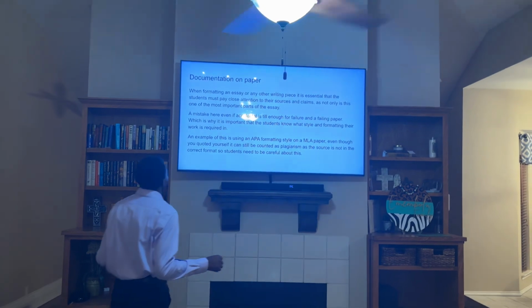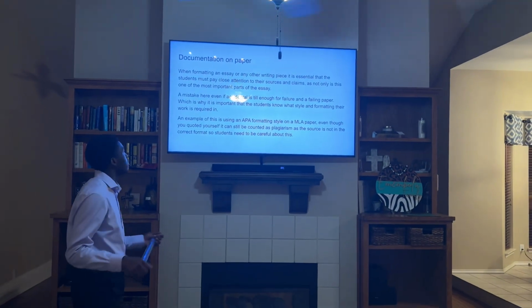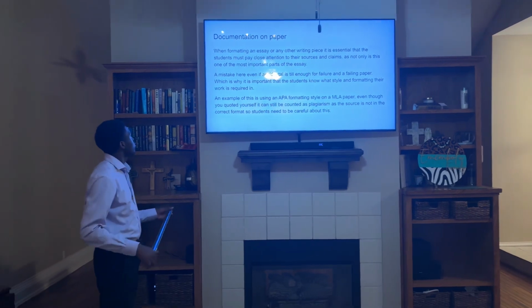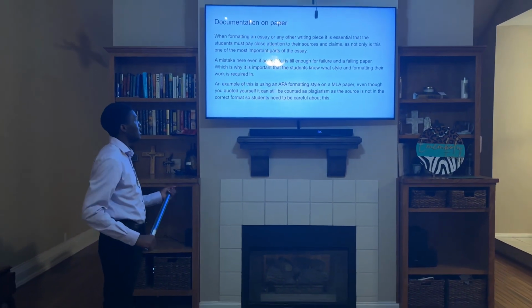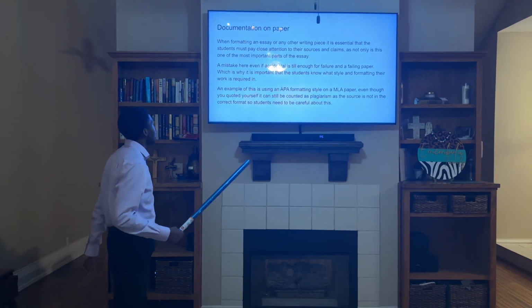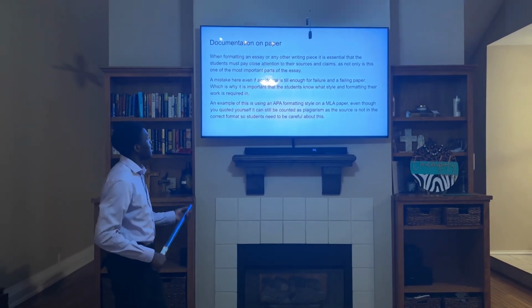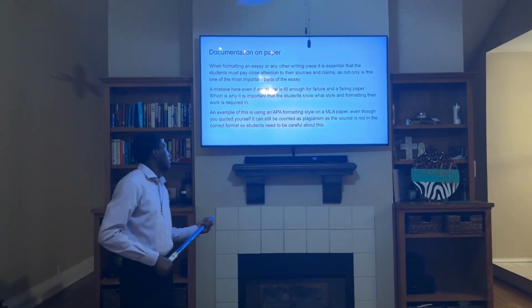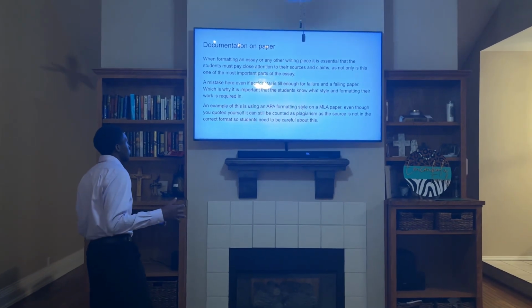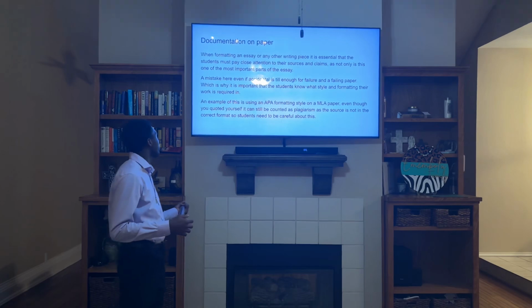Documentation on paper. When formatting an essay or any other writing piece, such as in the 1302 class, it is essential that students pay close attention to their sources and claims, as it's one of the most important parts of the essay. A mistake here, even if accidental, is still enough for a failing grade, which is why it's important for students to know what style and formatting their work is requiring.